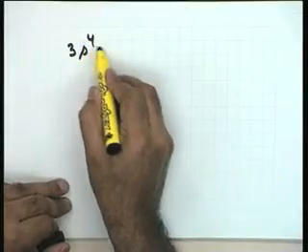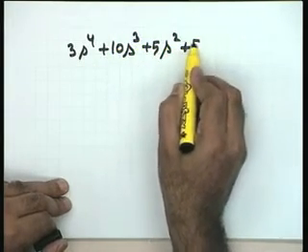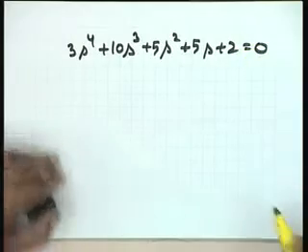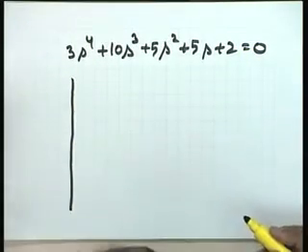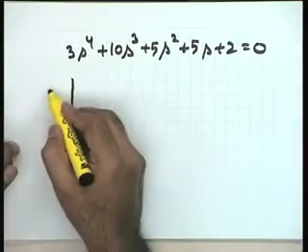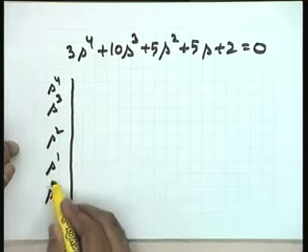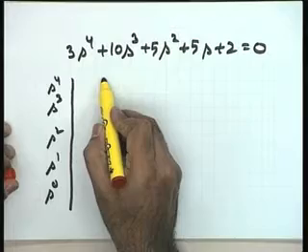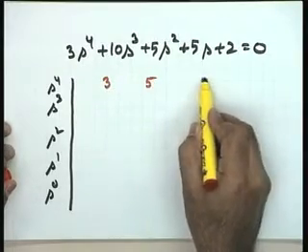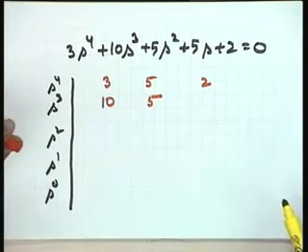Take up another example, 3s^4 + 10s^3 + 5s^2 + 5s + 2 = 0. Again, just to give you an experience on construction of the Routh array and the application of the criterion. S4, S3, S2, S1, S0 I can write straight away, because I will be coming down to S0. So, the coefficients now 3, 5, 2, and you can see 10, 5, these are the coefficients.